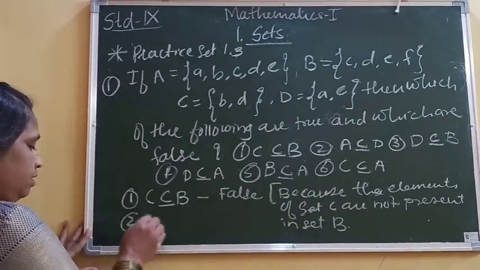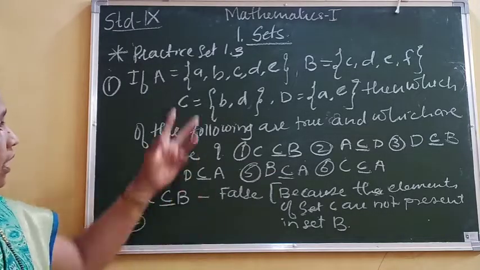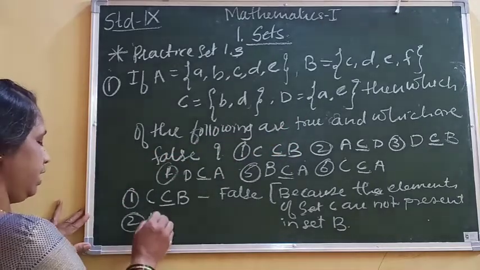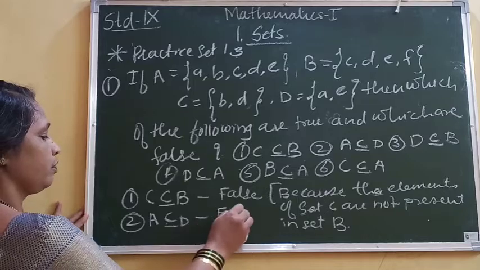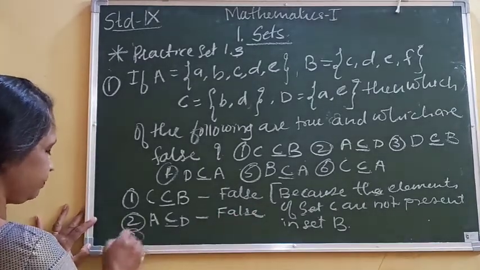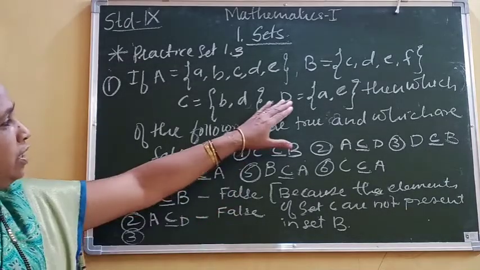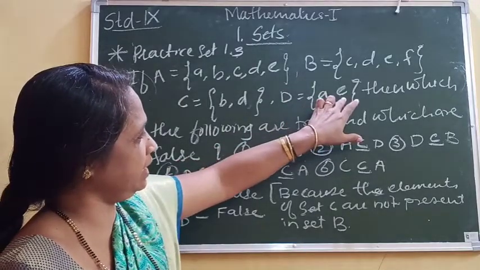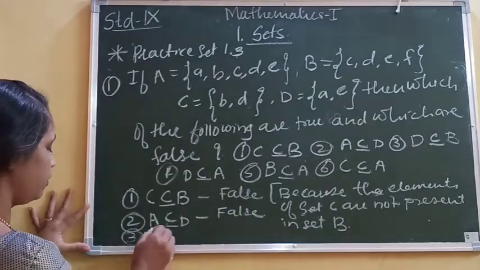Now the second: A is a subset of B. Are A's elements present in B or not? So A is a subset of B is also false. Now next, the third is D is a subset of B. See, are all these elements present in B? B has the element E, but A is not there. So D is also not a subset of B.